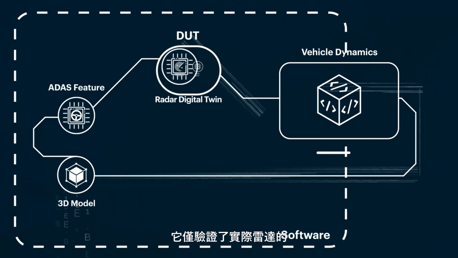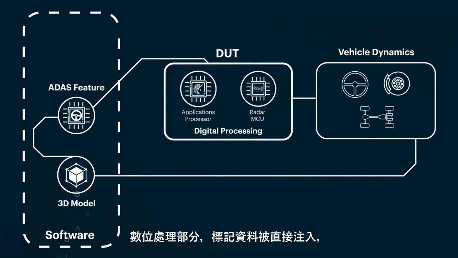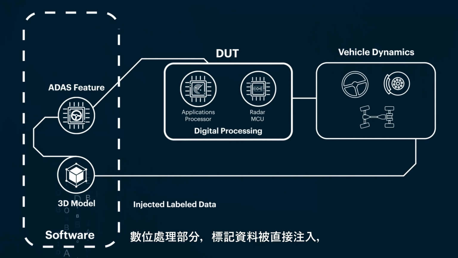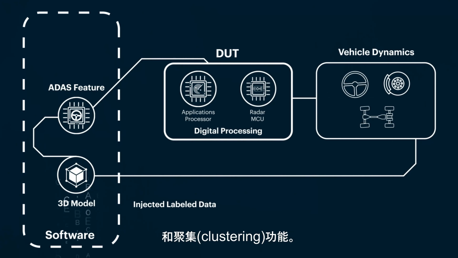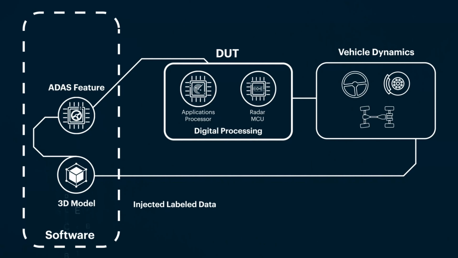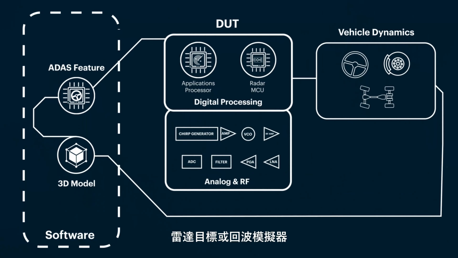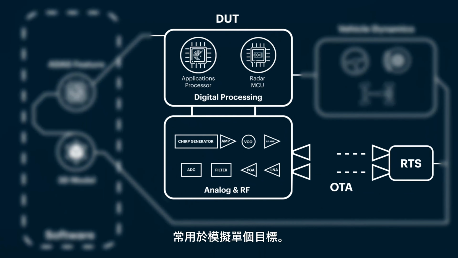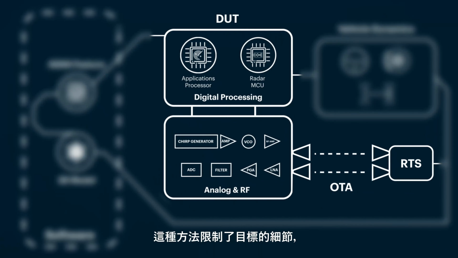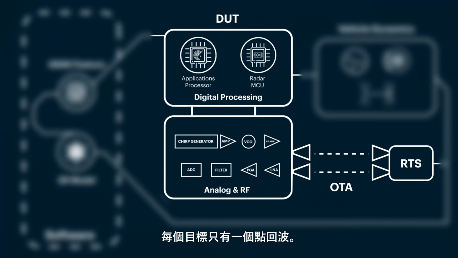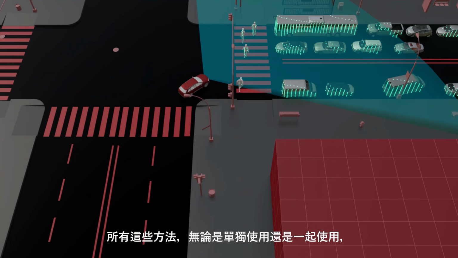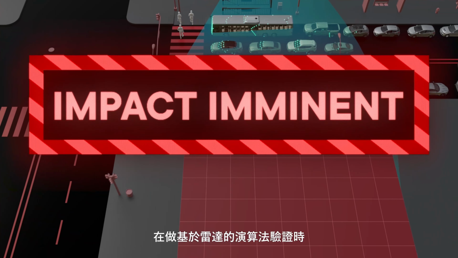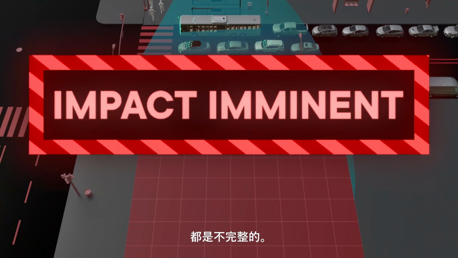Using only the digital processing portion of the physical radar, labeled data is injected directly, bypassing the radar's point cloud detection and clustering capabilities. A radar target or echo generator is used to simulate individual targets. This approach limits the details of the objects with only one point per object. All of these methods, whether used in isolation or together, are incomplete without being integrated into a prototype vehicle.